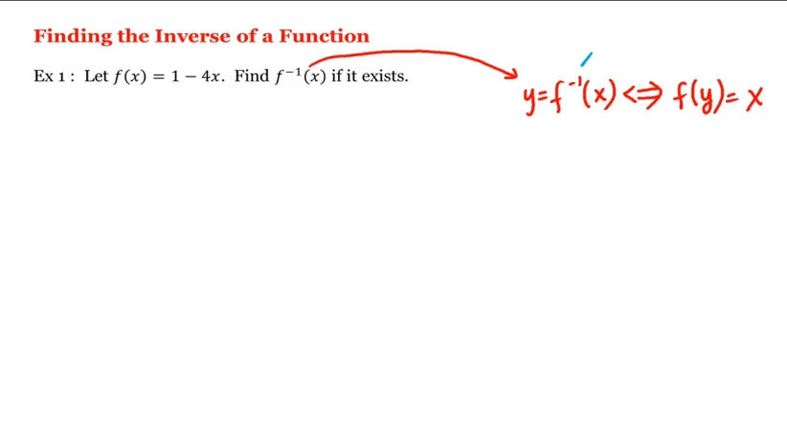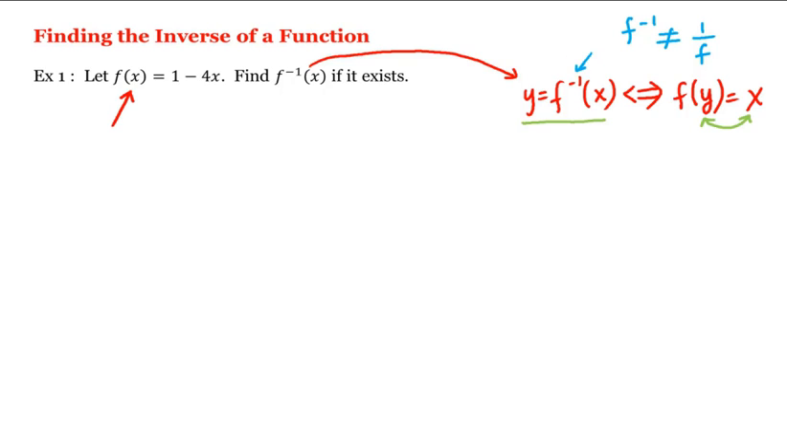And remember here, be very careful with this notation. This does not mean 1 divided by f. It's just the notation for the inverse function. So notice what we're doing here is we are switching the roles of x and y, and then solving for y. And that will give us f inverse of x.